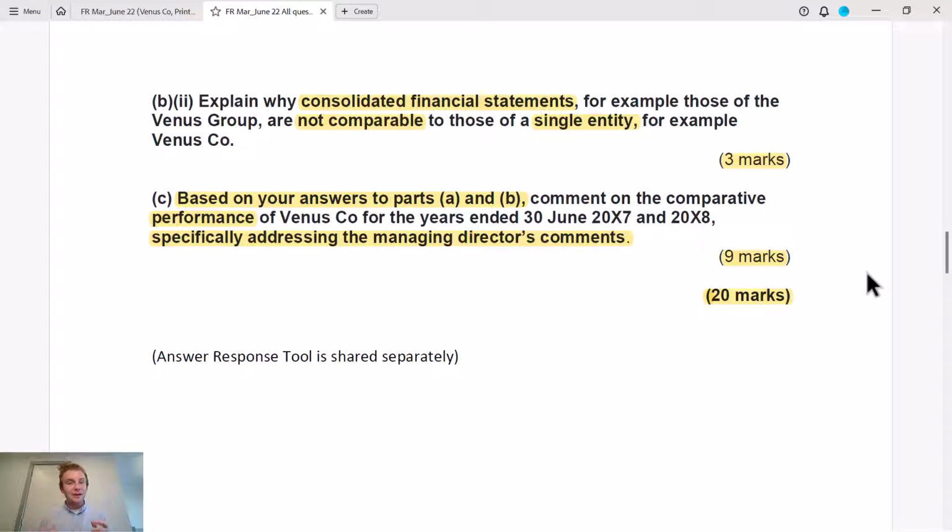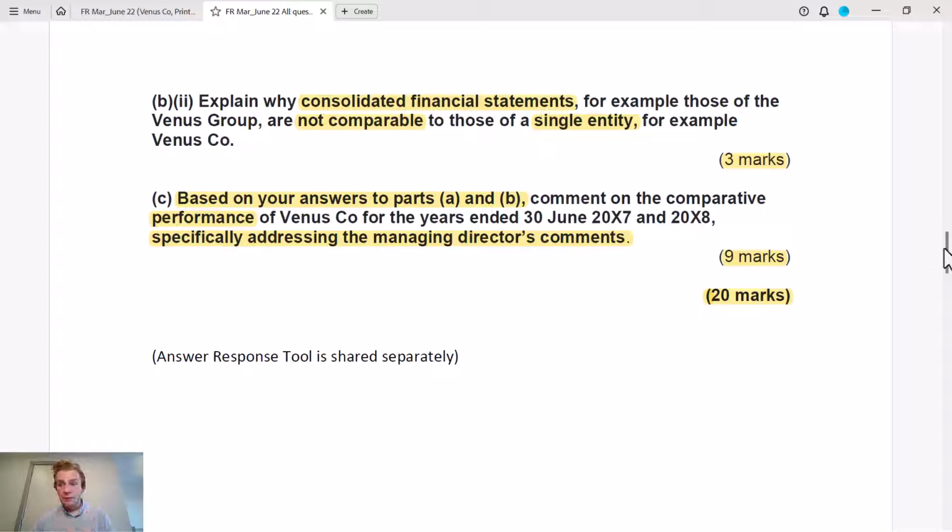So list those out, put down your answers, and then there will always be little keywords in your financial reporting exam, which in this case we had a comparative comparison to performance. So you had to refer back to your answers from A and B. Has the performance gone up? Has the performance gone down? And why was this the case? You'll also see on there other areas such as 2007 to 2008, referring to both the years. And on here, they even put specifically addressing the managing director's comments.